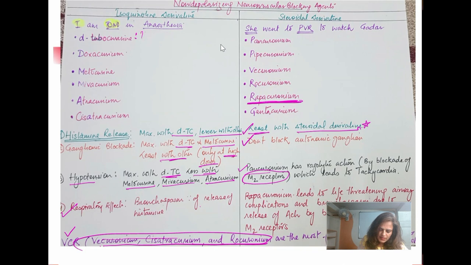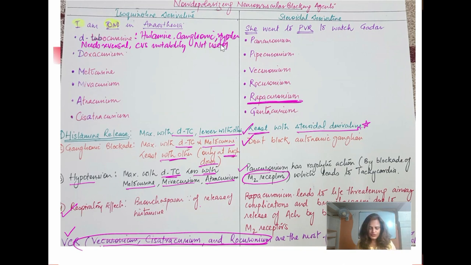So what is in it? Histamine release. I will write it small. Histamine release happens, ganglionic blockade happens, that is another. Hypotension, needs reversal with the non-depolarizing, then cardiovascular instability. Because of this, it is not used.